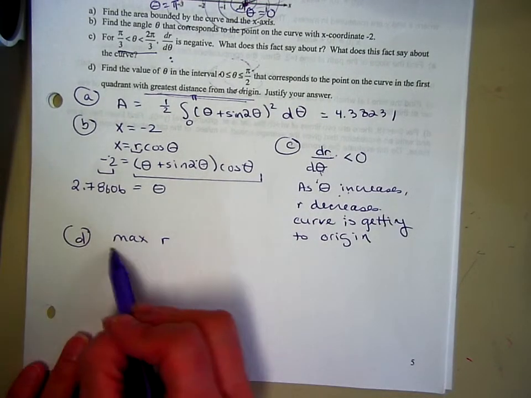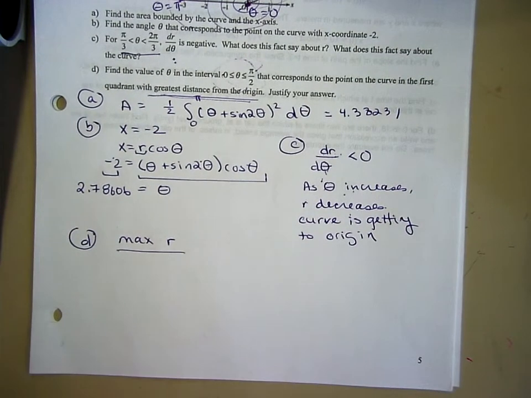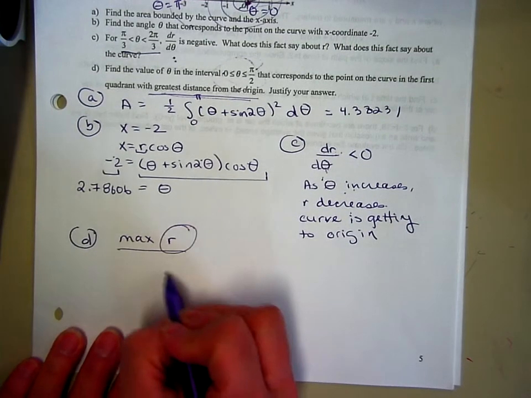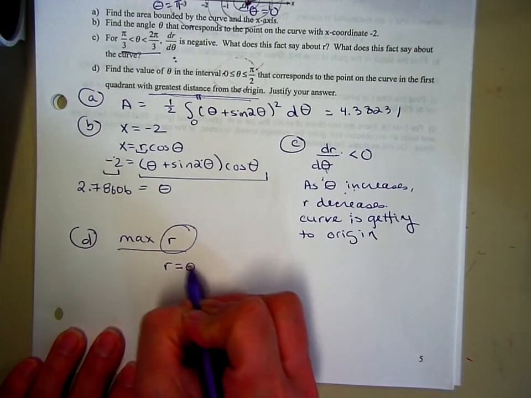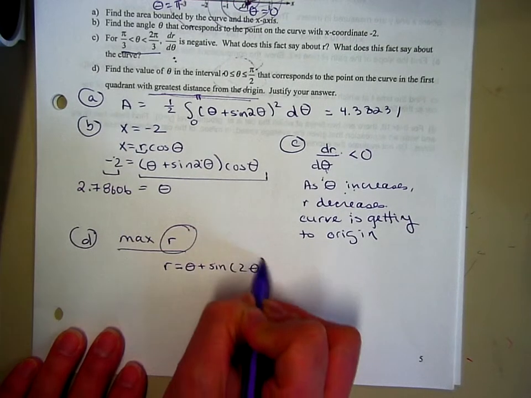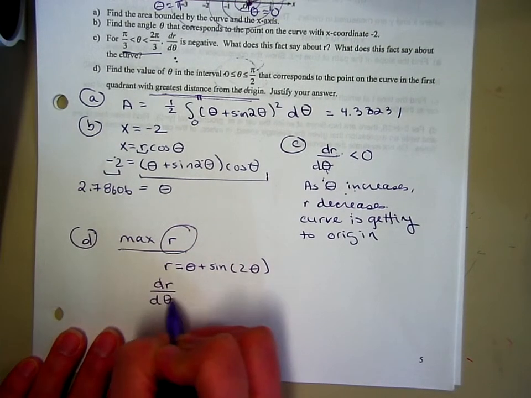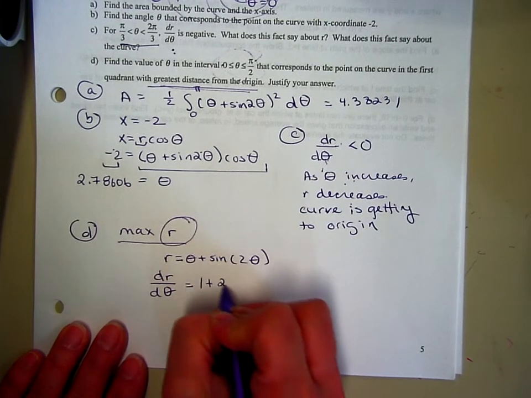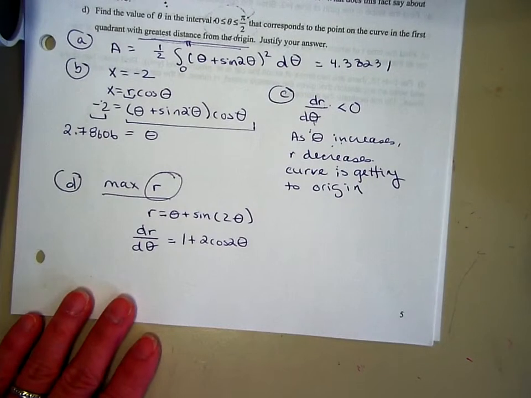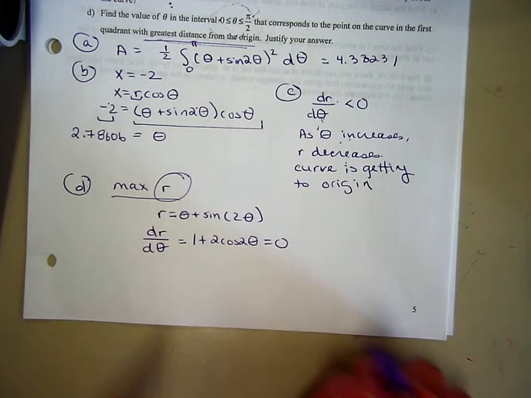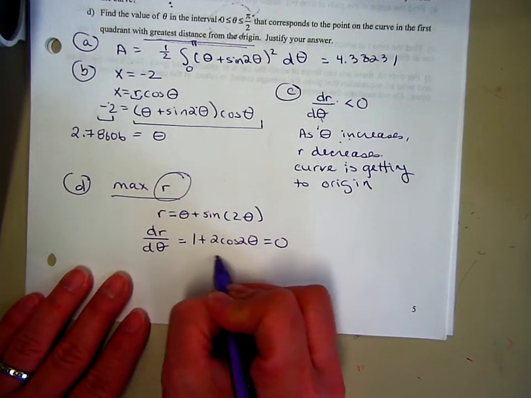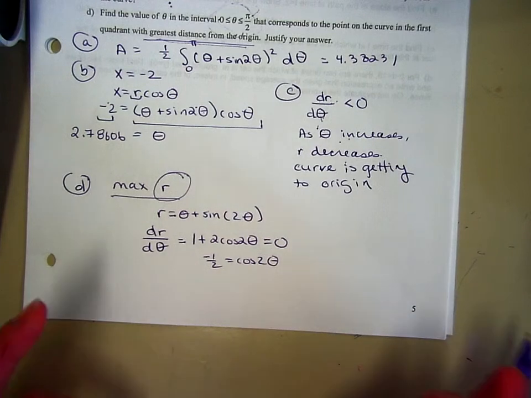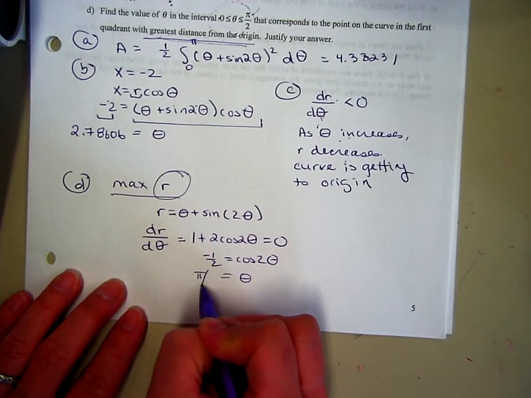Okay, anytime you see those words, maximum of whatever function you're talking about, you need the derivative. You need the derivative of r. They tell you r is this. I need the derivative of that, which is dr d theta, and they actually give you that as well, which is 1 plus 2 cosine 2 theta. My critical numbers are set this equal to 0. It ends up that -1/2 is cosine of 2 theta. You do have a calculator. You can solve this by hand, or theta ends up being pi thirds.